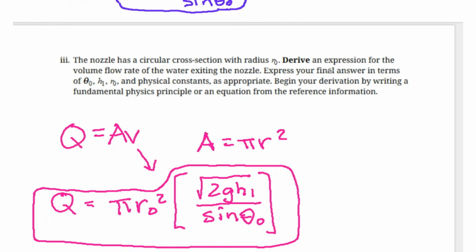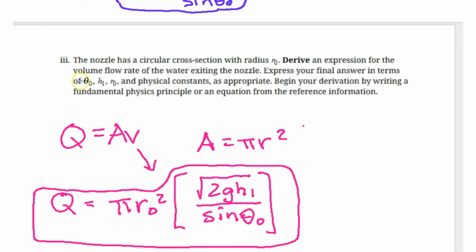Part 3I. The nozzle has a circular cross-section with radius r naught. Derive an expression for the volume flow rate of the water exiting the nozzle. Express your final answer in terms of theta naught, h1, r naught, and physical constants as appropriate. Begin your derivation by writing a fundamental physics principle or an equation from the reference information.